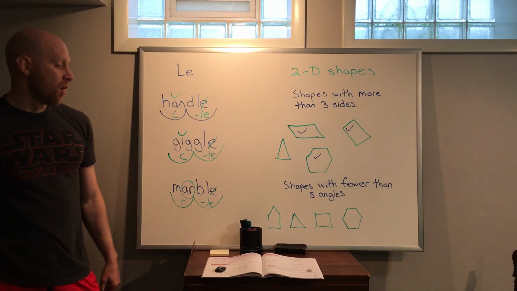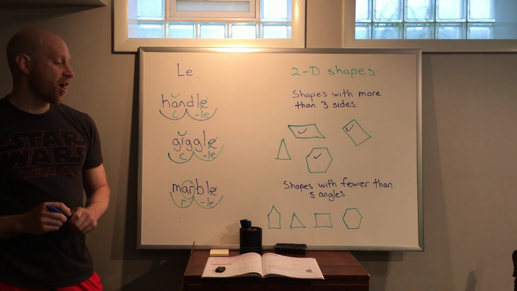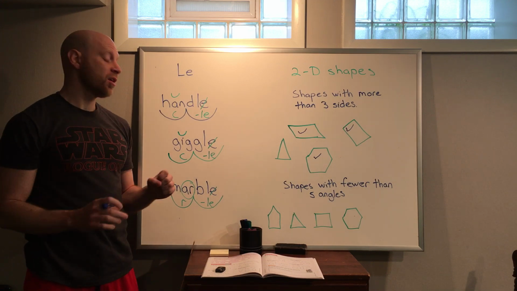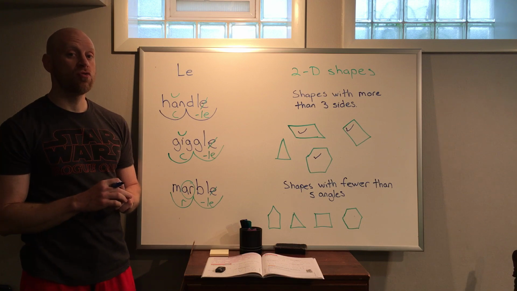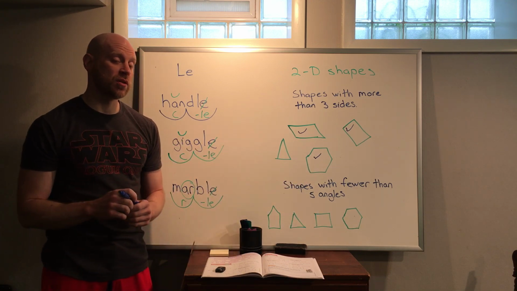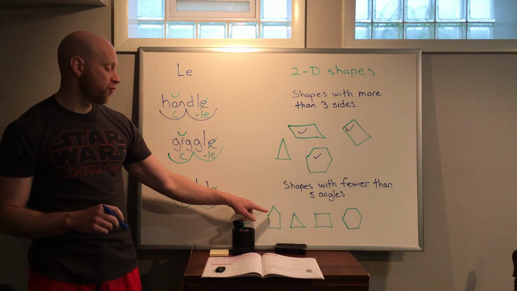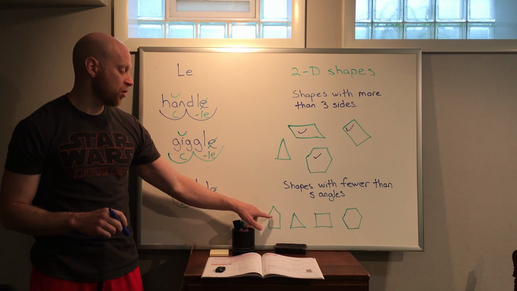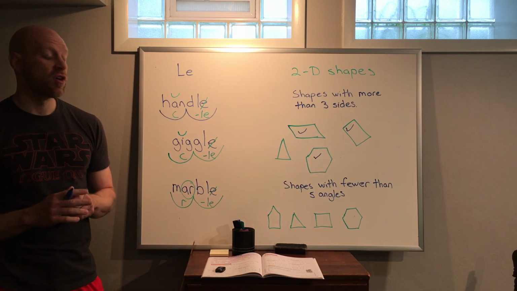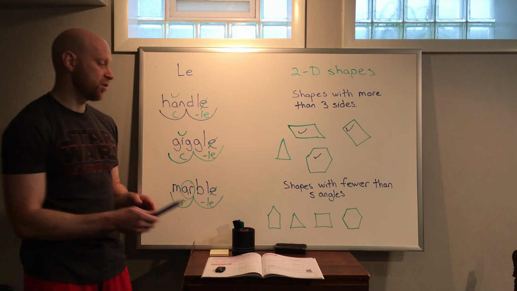Okay? All right. Shapes with fewer than 5 angles. So remember, angles are the area that you measure between two sides. So fewer we know means less. So we have fewer than 5 angles. Well, this has 1 angle, 2, 3, 4, 5. So it does not have fewer. That pentagon does not have fewer than 5 angles.